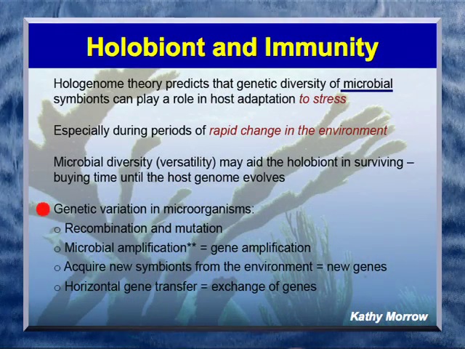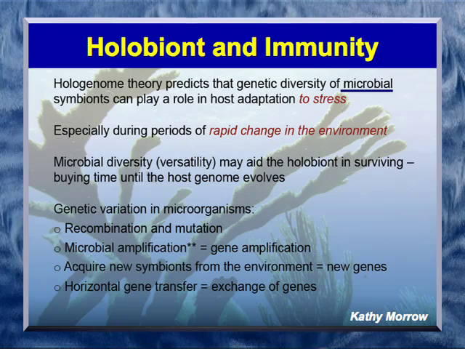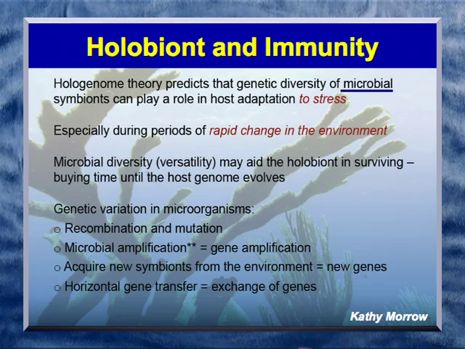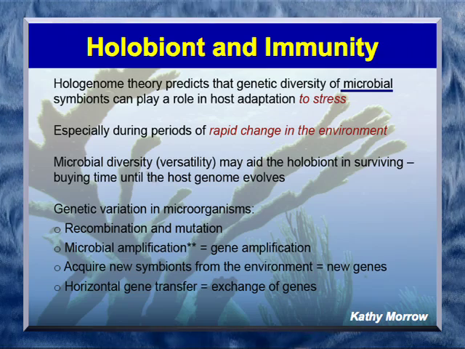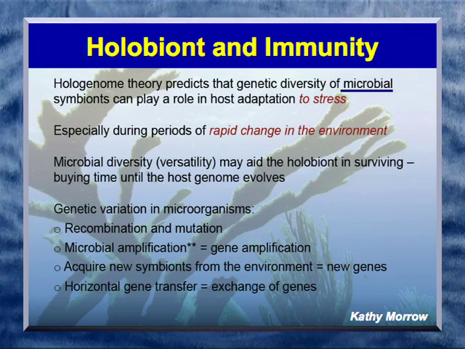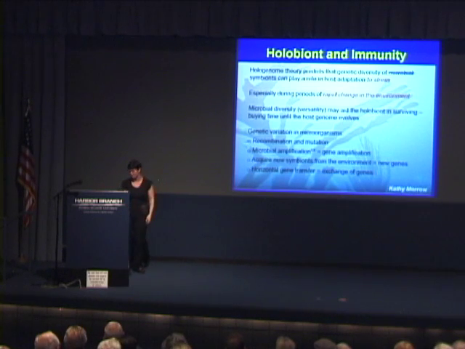And ways in which at least the microorganisms can do this within the holobiont system is through recombination and genetic mutation, gene amplification, new genes obtained from the environment, and exchanged genes from other bacteria. This is the same thing that bacteria do with us to try to get past our immune systems. But this is hopefully going to help the coral, by their healthy bacteria being able to do this and survive through changing environmental systems.